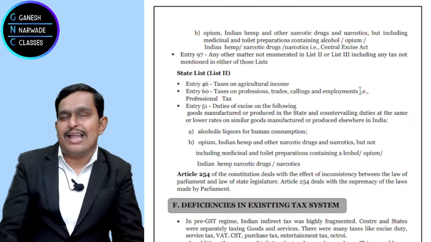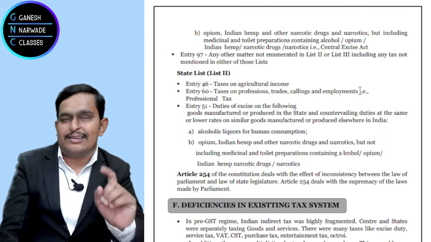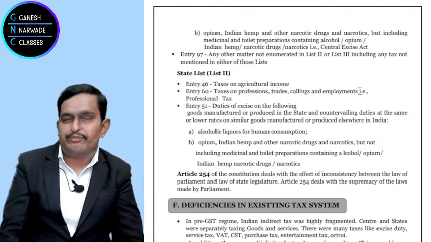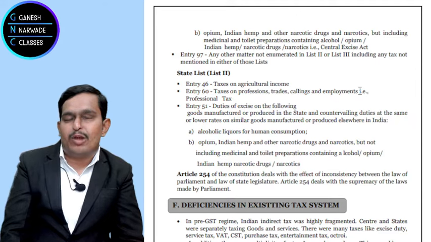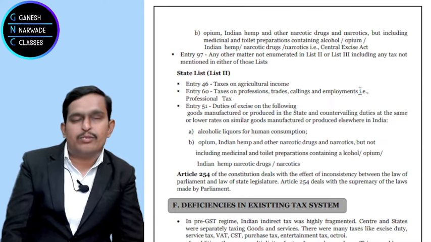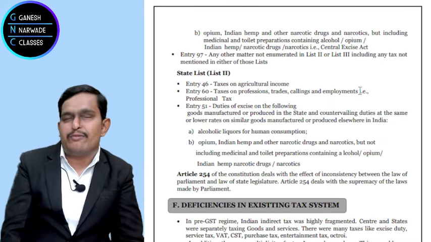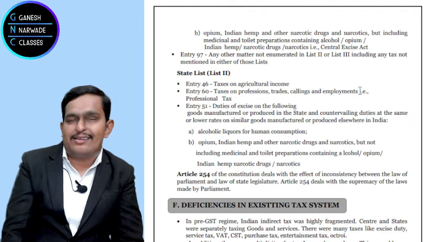Let me explain the last entry in the state list. Entry number 60 I'll discuss, then I'll come to 97. Let's focus on 60. If you do a job in a particular state, you do employment in a particular state, then you have to pay employment tax to the state government. Now you need not pay from your pocket. When your employer gives you salary, he'll deduct that 200 rupees employment tax and the employer will pay on your behalf.